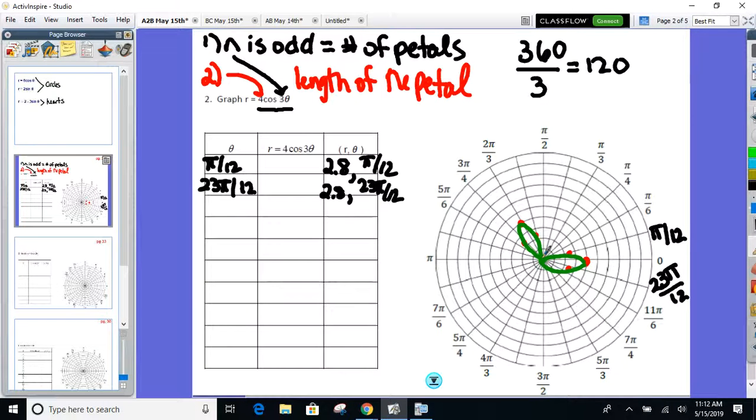1, 2.8. Yeah, look at that. Okay, so we're at 120 now. Where's this last petal gonna be? I go another 120, 240, whatever 240 in radians. You guys, I can't do that for you. Okay, you got to find where that is on the grid. 240 in radians.